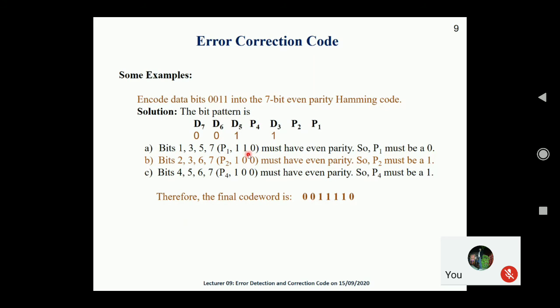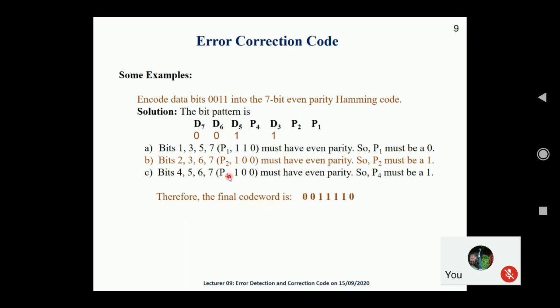So next is P2, you know 2, 3, 6, 7. P2 is already covered in 2, and then 3, 6, 7. What is the value of D3? D3 is 1, D6 is 0 and D7 is 0. Okay, it is 1 0 0. So how many ones occur? It is an odd number. Now we convert to even parity. Now the number of 1s is odd, so P2 must be 1. When we include P2, there are 2 ones, and 2 is even. So it is converted to even parity. So here P2 must be 1.